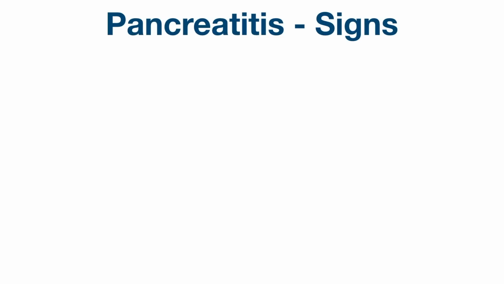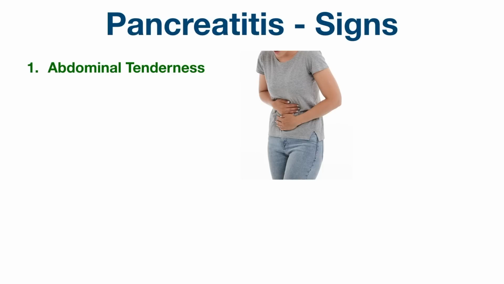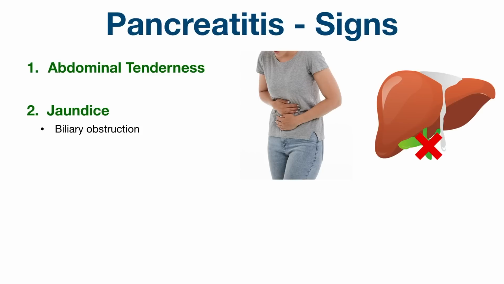Now that we know the symptoms of pancreatitis, what are some of the signs? Abdominal tenderness or guarding is often present on physical exam, especially to the epigastric or left upper quadrant regions. There may also be decreased bowel sounds as well. Jaundice, which is yellowing of the skin or sclera of the eyes, may indicate a biliary obstruction.